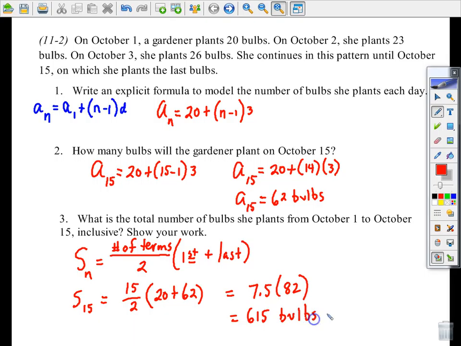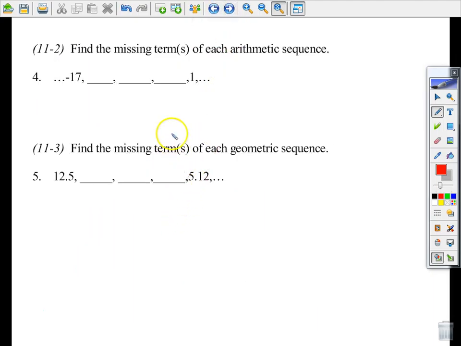So this one you might want to do 2 or 3 times, until you get really comfortable with the formulas required for each of parts 1, 2, and 3. That's your complete answer for those first 3 problems. Let's move on to number 4.